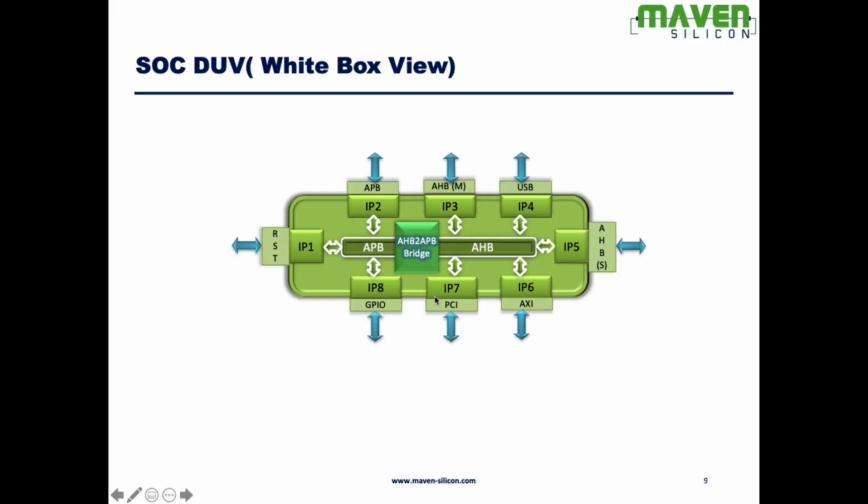This SoC has got 8 IPs, IP1, IP2, IP3 like this. There are 8 IPs and there are different interfaces. This is reset interface, APB for register configuration, and AHB master, USB, AHB slave, AXI, PCI, and GPIO, general purpose IOs. There are different kinds of interfaces.